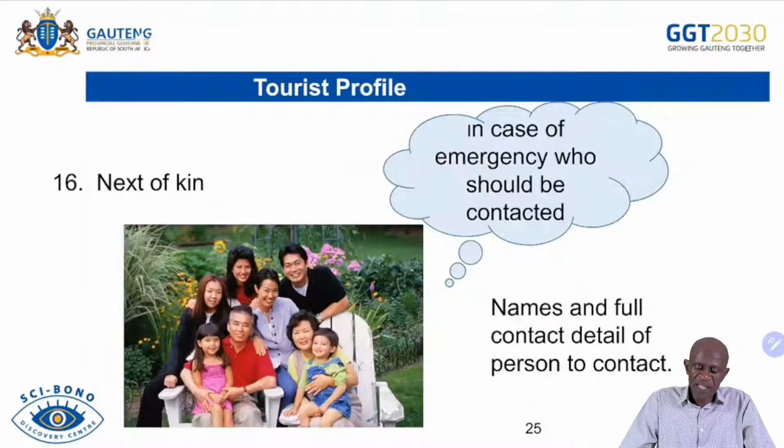The next of kin. In the mention of the concepts of the tourist profile, I have already alluded to the fact that the next of kin aspect is important because in the case of emergency, we should know exactly whom to contact. The name and full contact details of the person to contact should appear in the tourist profile.